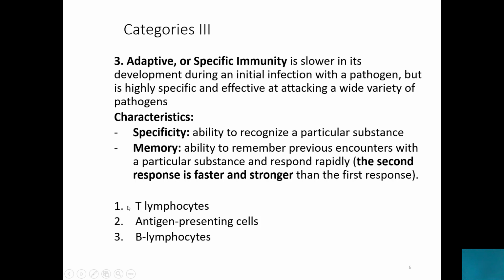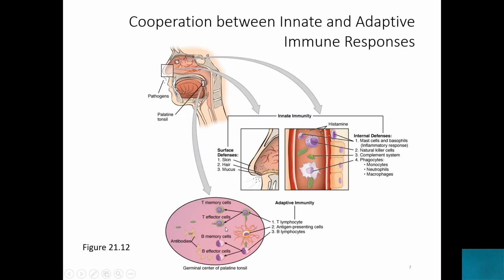So examples of specific immunity: T lymphocytes, B lymphocytes, antigen presenting cells. How innate and adaptive immune responses cooperate. So right here, that's number one, your physical barriers. Skin, hair, mucus prevent the entrance. Next one, your innate immunity, non-specific part.